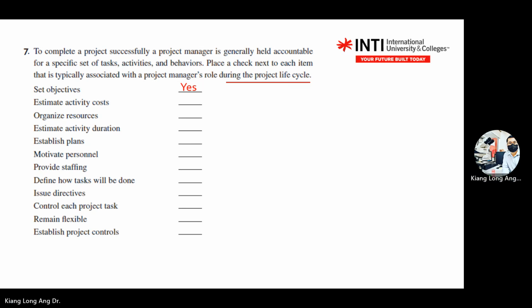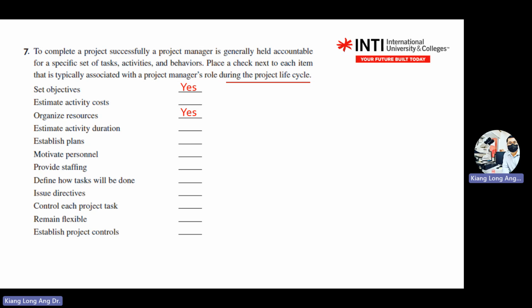Then organize resources. Yes. Estimate activity duration, of course, yes. Sorry, estimate. You see the word estimate? Estimate is actually an input word. It means input from the functional manager. The estimate means you get input from someone. So if you see estimate, normally it's not. Estimate activity duration is the functional manager's work, the engineering department or the production floor managers. They give you a date. Of course you ask how long you need, but the estimate comes from them.